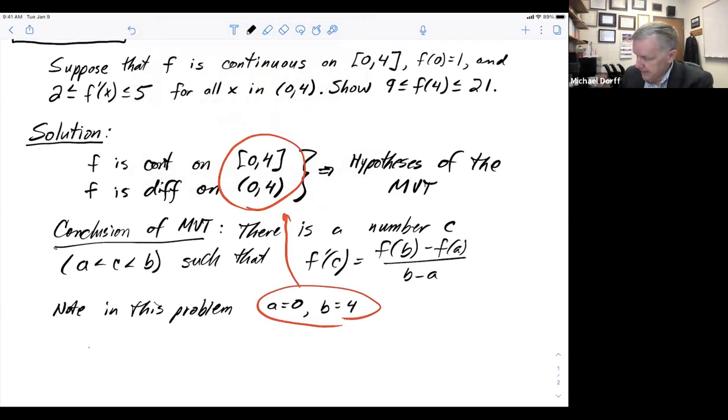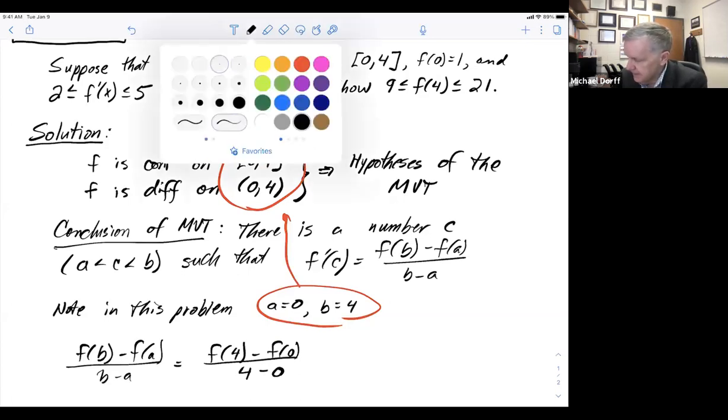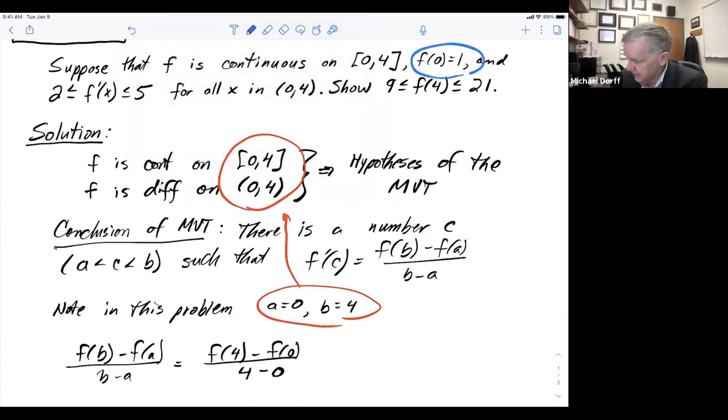All right, so what is then f of b minus f of a over b minus a? So that's going to be f of 4 minus f of 0 over 4 minus 0. Now we're given in the problem here that f of 0 is 1, so I can rewrite what I have here as f of 4 minus 1 over 4.